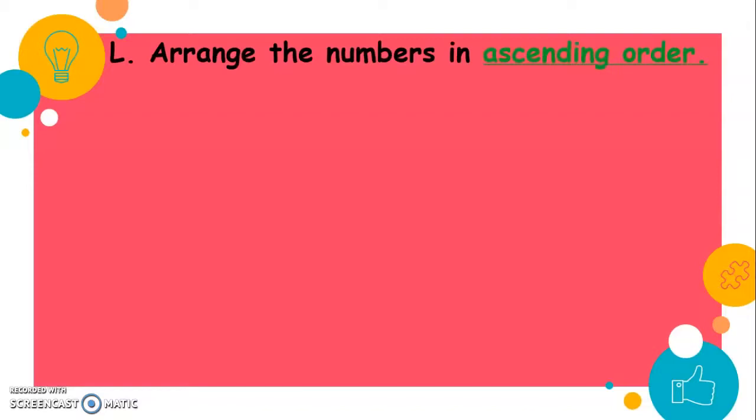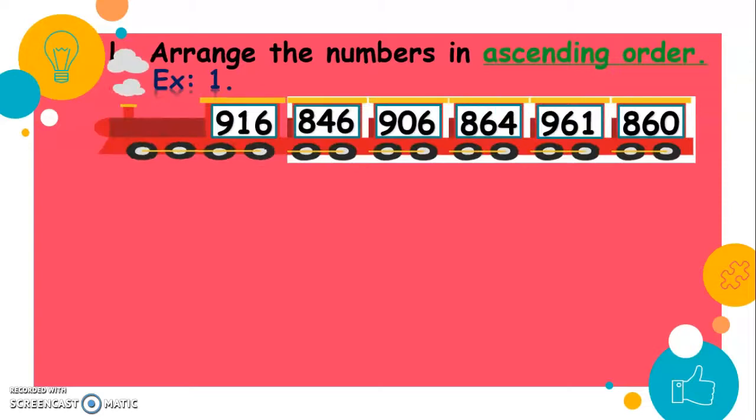So again, we are practicing letter L of your workbook. Here you have to arrange the numbers in ascending order. For number 1, the number should start with 846. Remember that ascending order means numbers should be written in order, starting from the smallest, going to the greatest number. So for this example, the smallest number is 846.